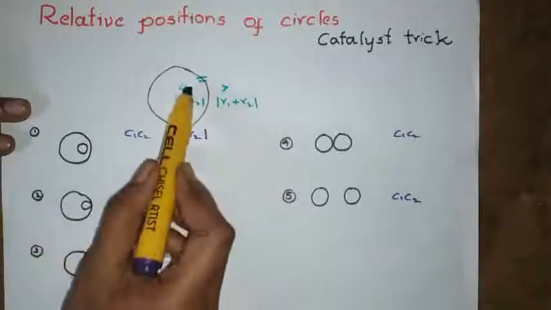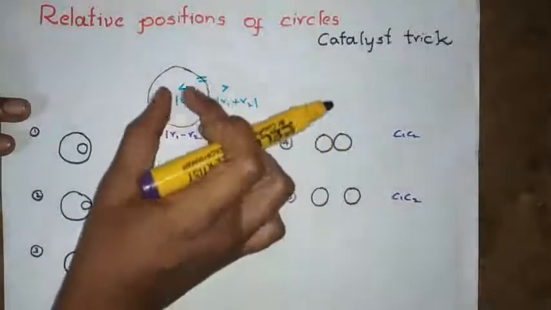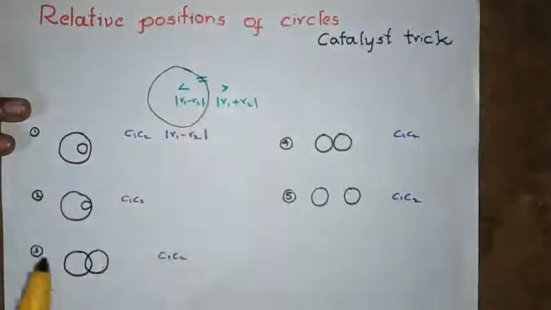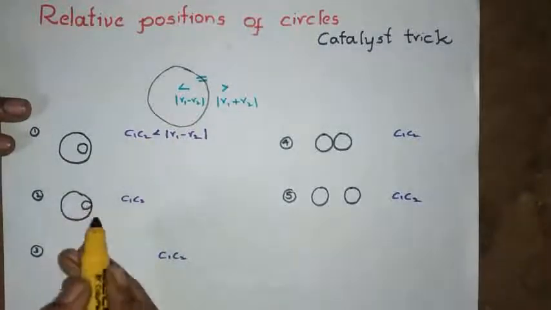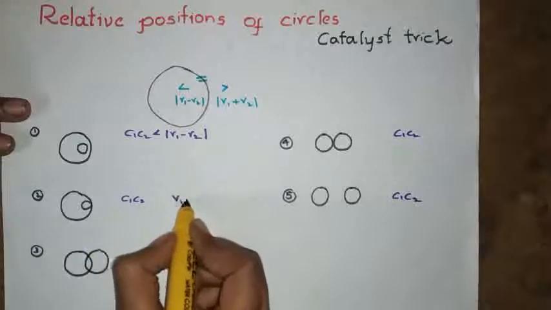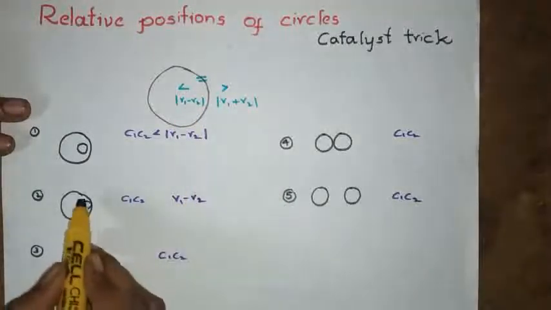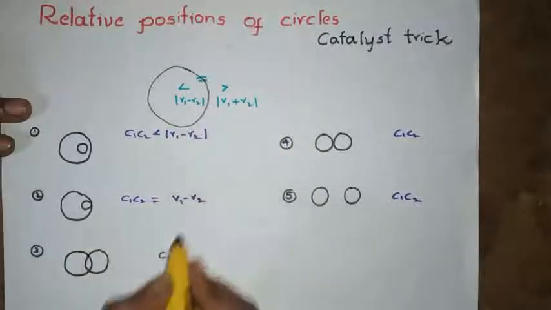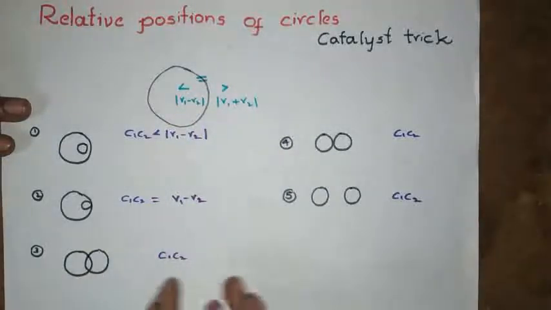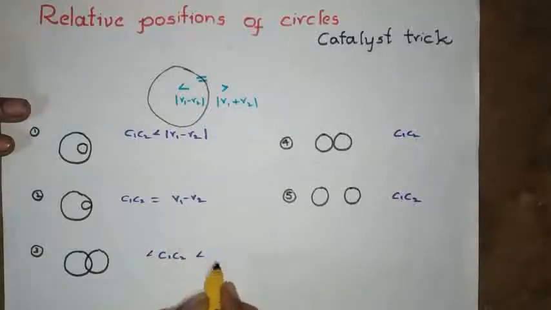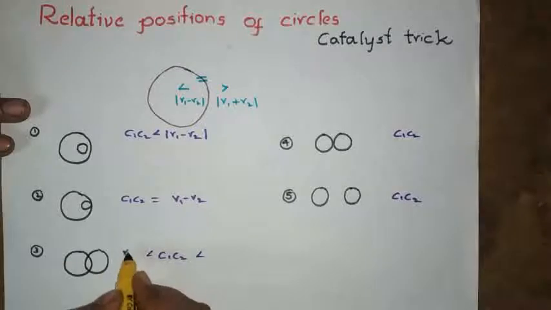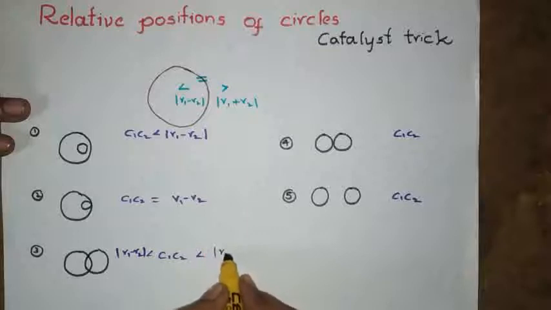And which symbol? See, the less than symbol. Interior part, less than symbol, R1 minus R2. Okay? So less than. And next, it touches, but it lies inside. So R1 minus R2, touches, so equality symbol. And the second circle, some part lies inside and some part lies outside. So inside part will be R1 minus R2 and outside part will be R1 plus R2.